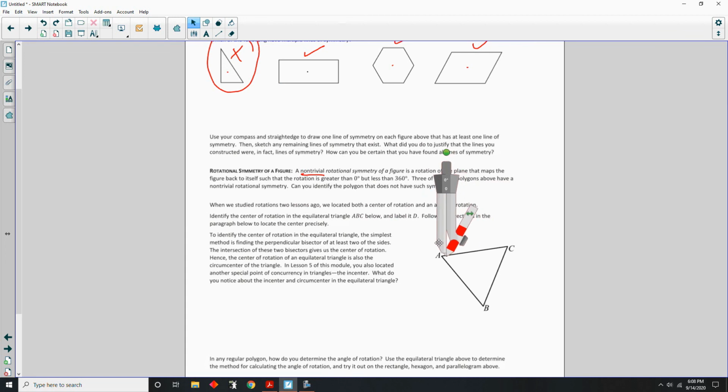I'm going to put the compass at A. I'm going to open the compass up so that it is a distance of less than AC, I guess. Let's just see what happens here. Draw a circle. Actually, no, that's not what I want to do.